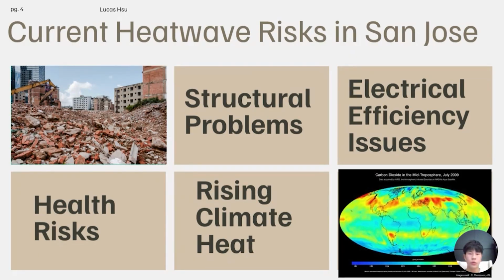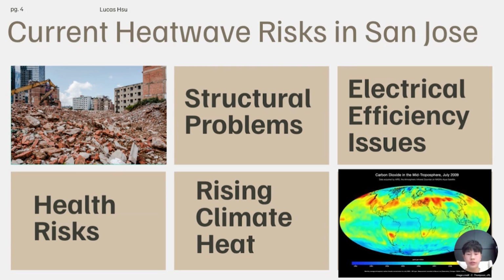So what are some current heatwave risks in San Jose? Well, increased temperatures will lead to structural problems in the buildings. It can also cause electrical efficiency issues, where more electricity gets used by citizens for AC, leading to a bigger strain on the electric grid.